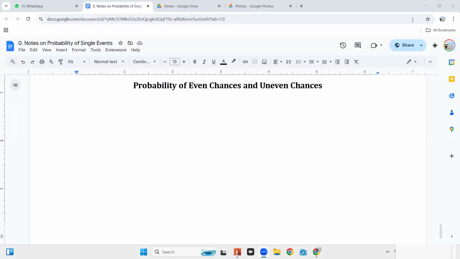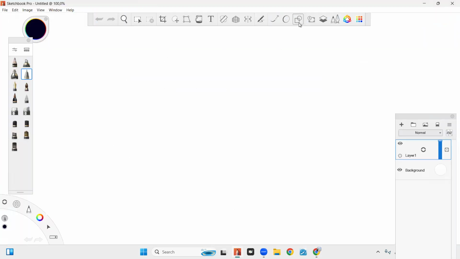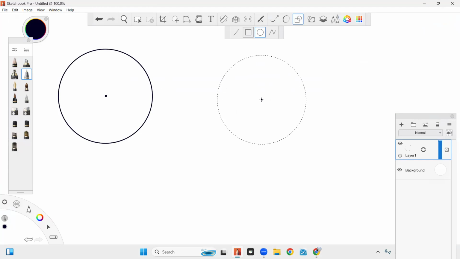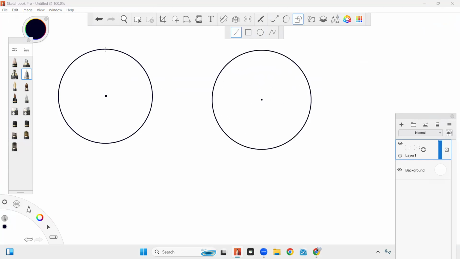Okay, guys. So on the second meeting of our probability topic, we're going to discuss even chances and uneven chances. I think I don't have to give you the description because it's very hard to describe which is even and which is not even chance. So for example, I have two circles with, let's say, the same amount of color that is drawn in each of the sectors.